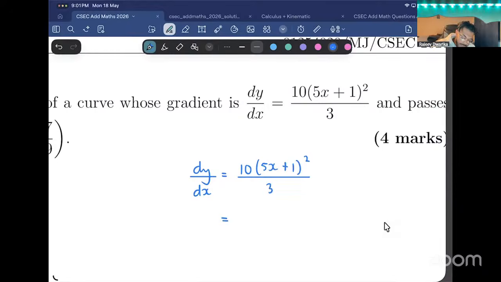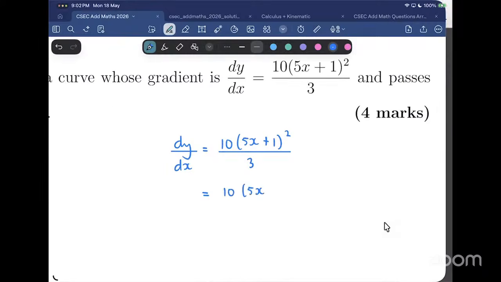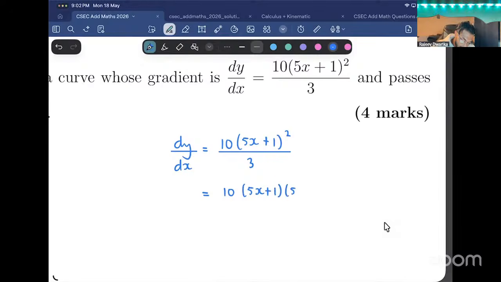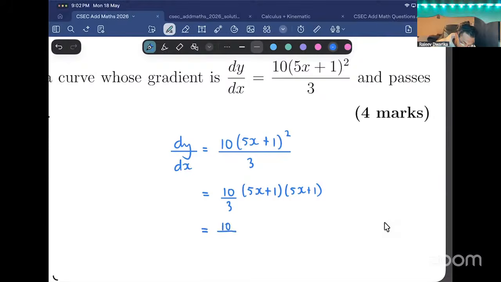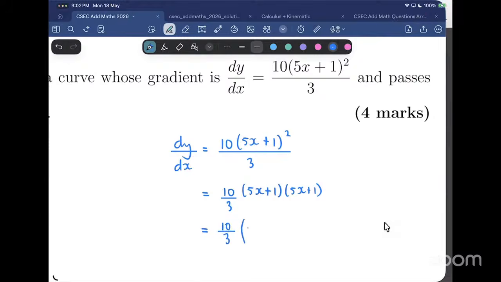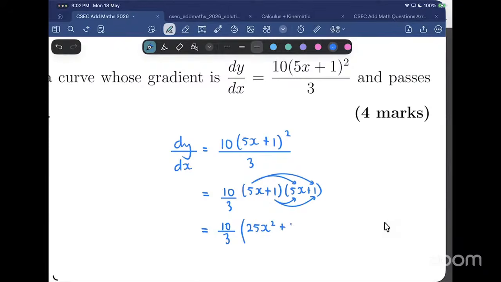So you see how we have 5x plus 1 to the power 2? And we can expand that simply. If it was something like to the power 5, nah, but since it's the power 2, you could easily simplify that. So that's gonna be 10 over 3 by 25x squared plus 10x plus 5. I forgot to say x squared, sorry. Okay, yeah, sure.